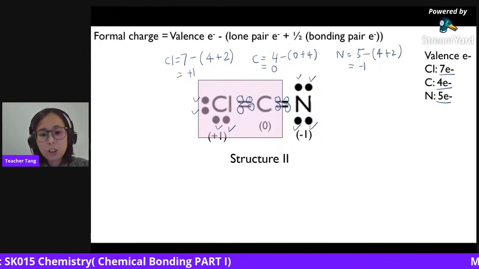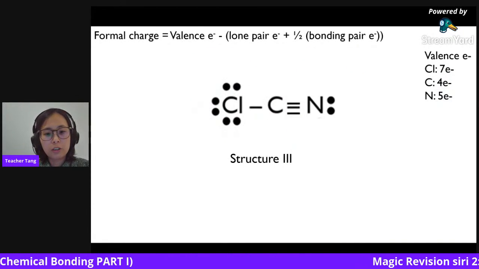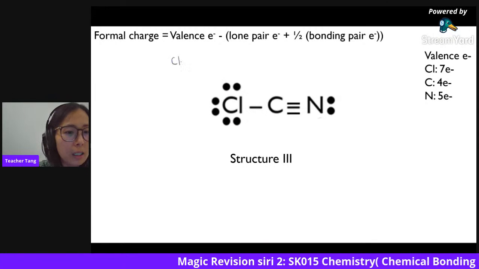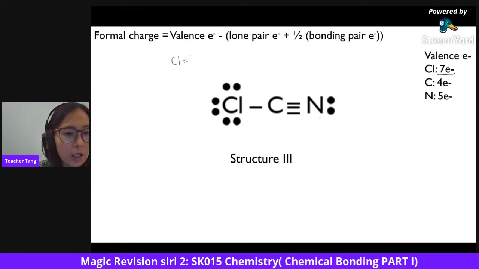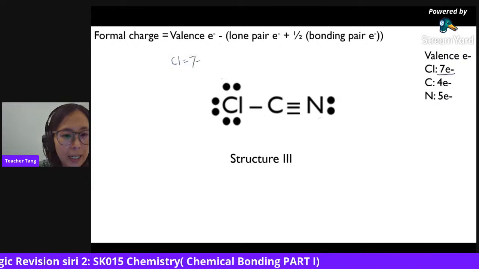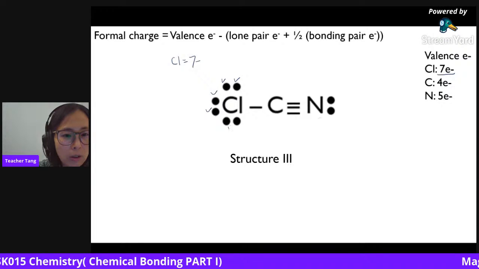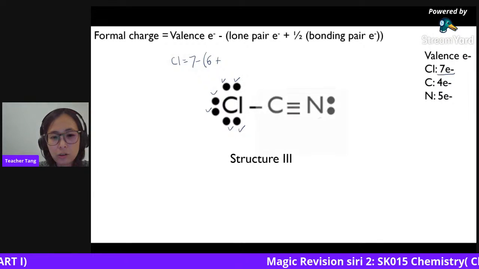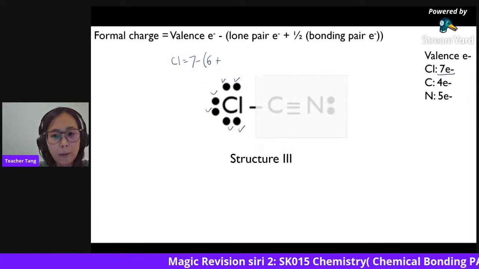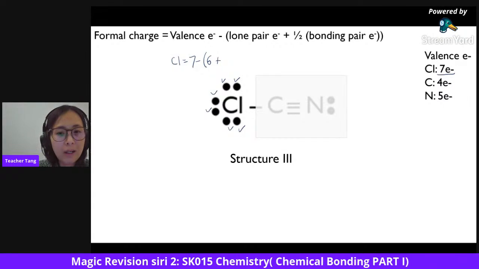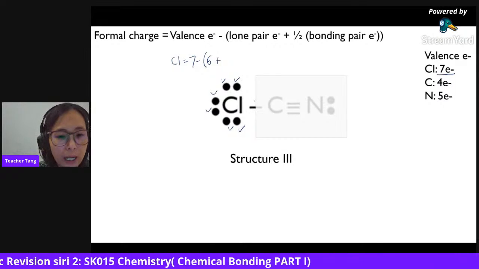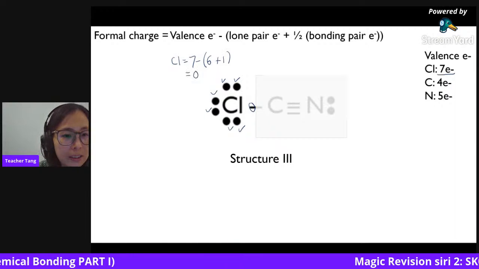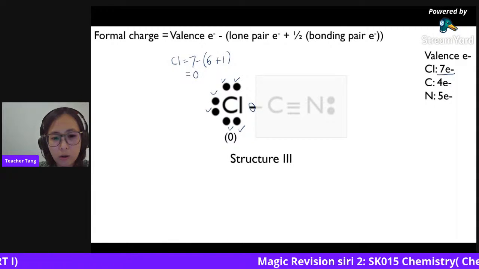So we continue to calculate the formal charge for the third structure. So for the third structure, also the same thing. Calculate the formal charge for chlorine: 7 valence electrons minus the lone pair electrons, 1, 2, 3, 4, 5, 6. So 6. For the half bonding pair electrons, you just need to cover the bonding pair electrons by half and only count the electrons that belong to the chlorine. And here is 1. So 1. So that gives 0 formal charge of chlorine in structure 3.